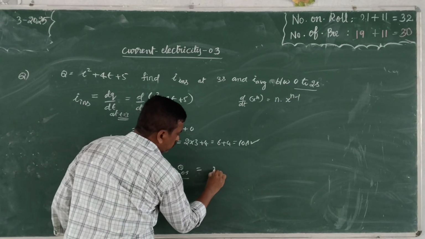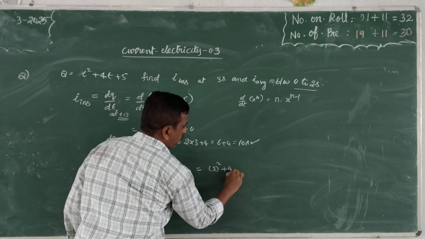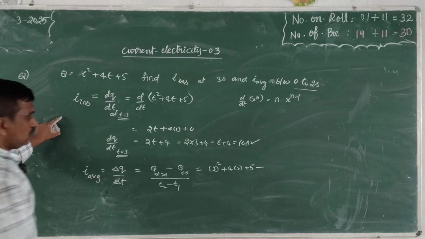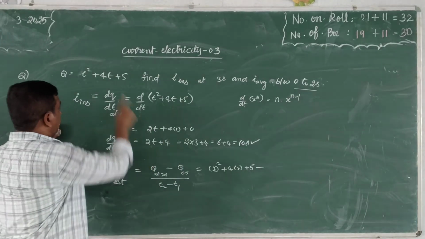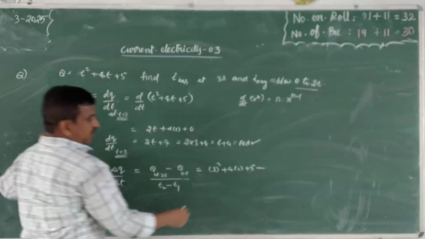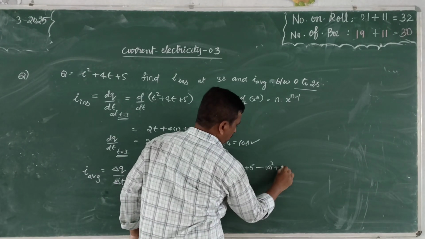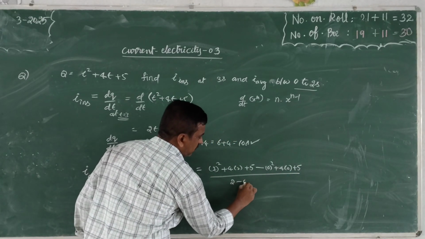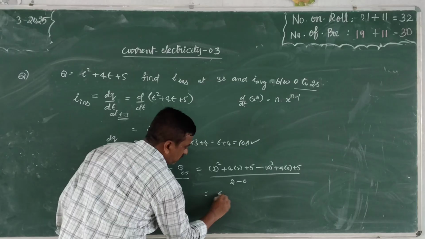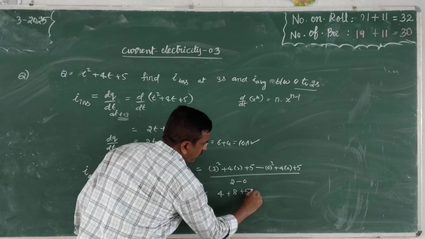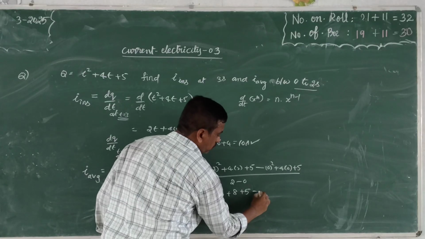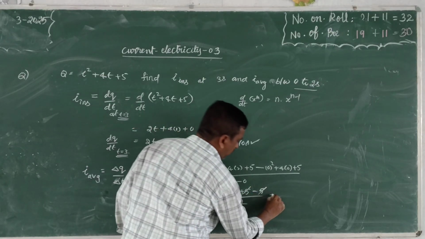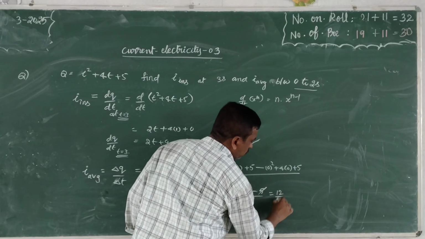2 square plus 4 into 2 plus 5 minus, where t is there, we write 0. Final time is 2, initial time is 0. So 0 square plus 4 into 0 plus 5, divided by final time 2 minus initial time 0. 2 square means 4, 4 2s are 8 plus 5. 0 square 0, 4 into 0 is 0, minus 5, by 2. So minus 5 plus 5 cancel, 8 plus 4, 12 by 2, 6.